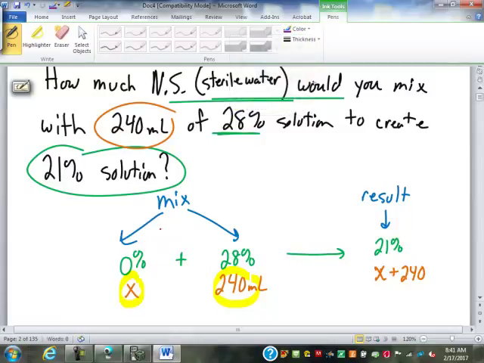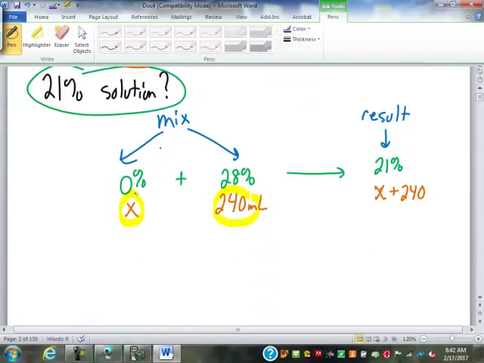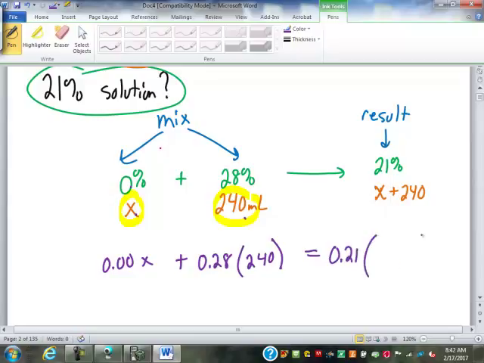So our equation: for each of the items we're mixing, we take the amount of active ingredient. Well, 0% is 0.00 times the amount of X. 28% is 0.28 times its amount of 240. So that's the amount of active ingredient that's being put into this mixture. So the amount that's in the result has to be the same. Concentration is 21%, so 0.21. And the amount is X plus 240.